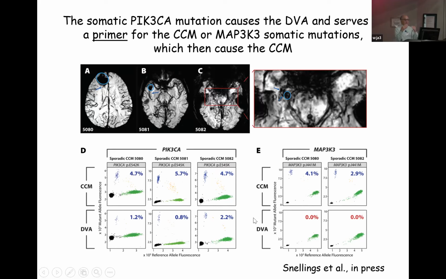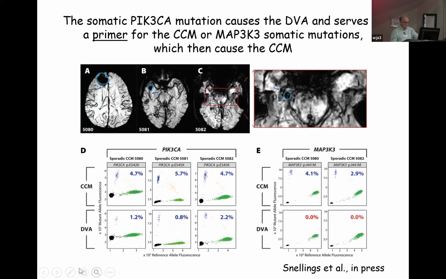So these were three samples that had MAP3K3 mutations and DVA. It was easier to do this with two mutations than three. And we could see that the PI3 kinase mutation is in the DVA, the same mutation. It's always the same mutation in these cases. And then the CCM has that same PI3 kinase mutation, and in this case, then the MAP3K3.